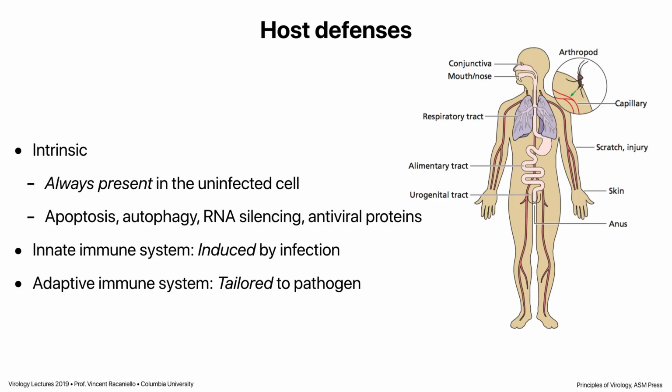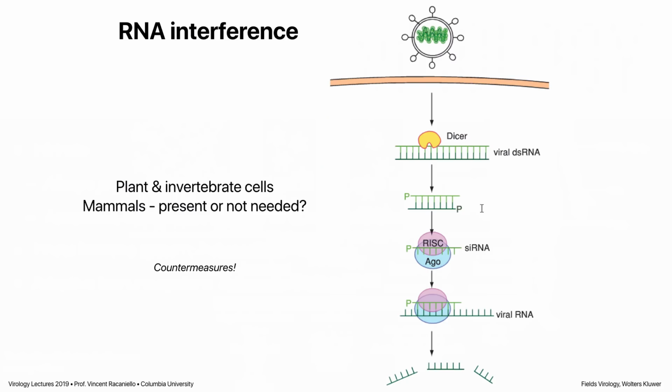So let's start with, again, a definition of these host defenses. Intrinsic, as I said, which we'll talk about today, is always present in the uninfected cell, and we'll talk about some of these mechanisms today. The innate immune response is induced by infection, but it takes minutes to hours for it to appear. And the adaptive immune system is tailored to the pathogen, and that's why it takes a couple of weeks. So the other two defenses are not tailored. They're general defenses, the intrinsic and the innate defenses. So let's talk about some intrinsic defenses.